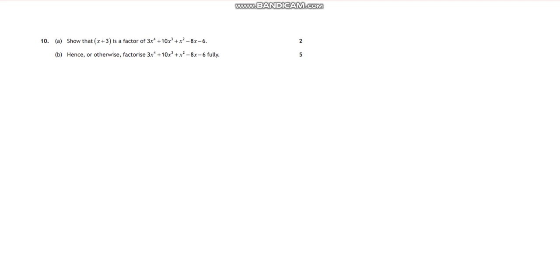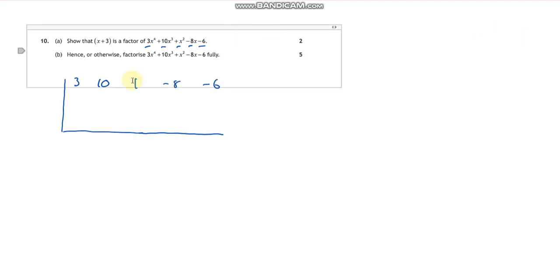So show that that is a factor. Okay, so when we're doing this, it's synthetic division. And we make sure that we write our coefficients. So I've got my 3, 10, 1, -8, and -6. You have to make sure that if there's a gap, say there was no cube term, I'd have to put a 0 here. So make sure, even if there's not a term, it's represented in your division. Likewise, if there was no unit, I'd still have to put a 0 in here. So be careful for that.